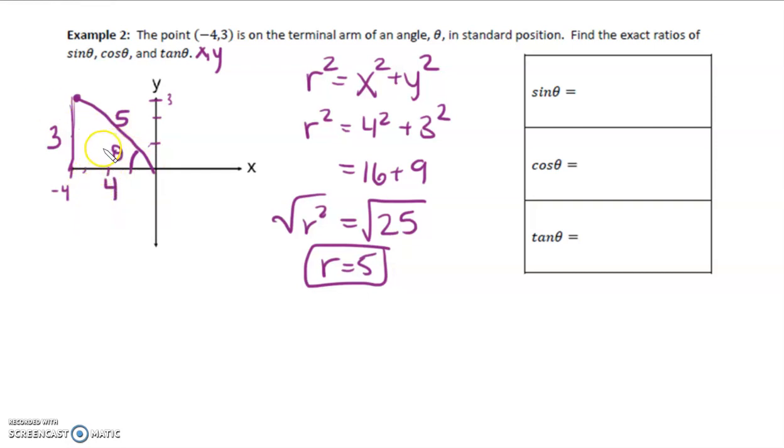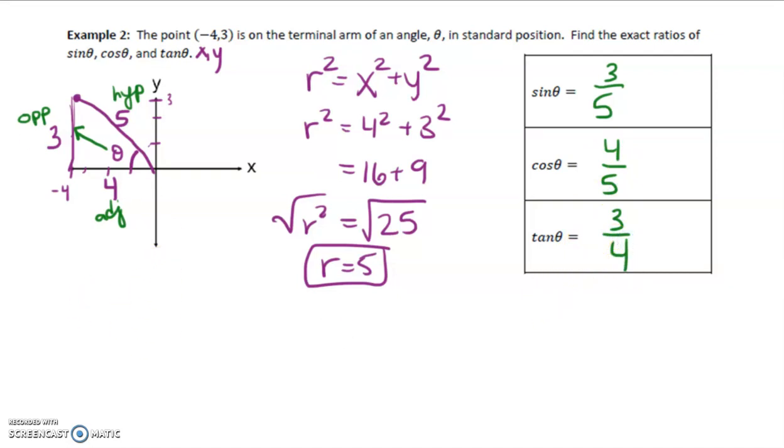So now all we have to do is find the opposite. Let me label. Relative to theta, this side's opposite, this side's adjacent, and this is the hypotenuse. So for sine, we get 3 over 5. For cos, we get 4 over 5. And for tan, we get 3 over 4.